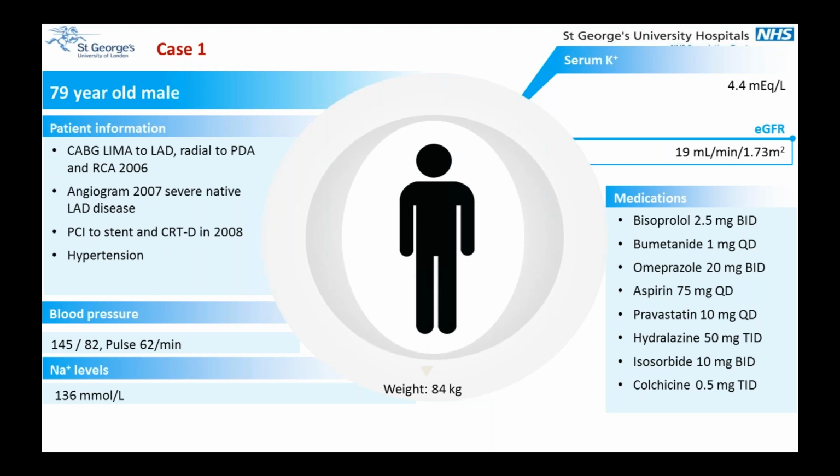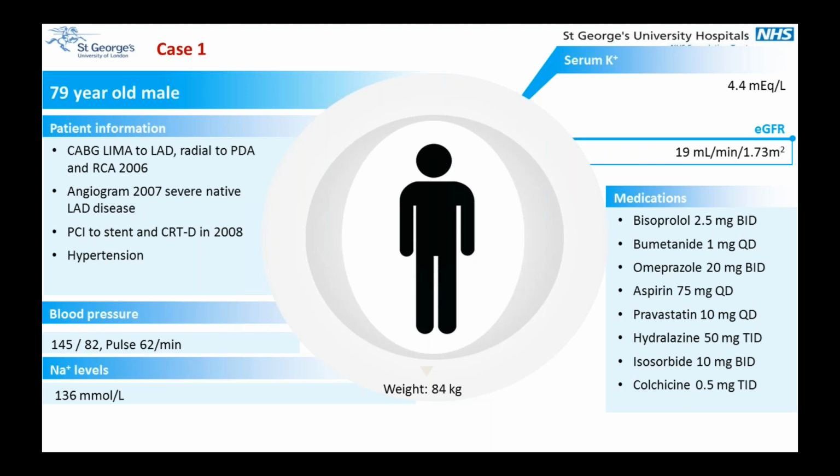This patient had an extensive history of coronary artery disease. As you can see here, he had a bypass graft with a LIMA to LAD, a radial to PDA graft at the same time, and a radial to RCA graft. He had an angiogram because of chest pain a year later, which showed severe native disease, for which he had a stent insertion, and also had a CRT-D device placed in 2008. So you can see that ischemic heart disease was bothering him quite a lot.